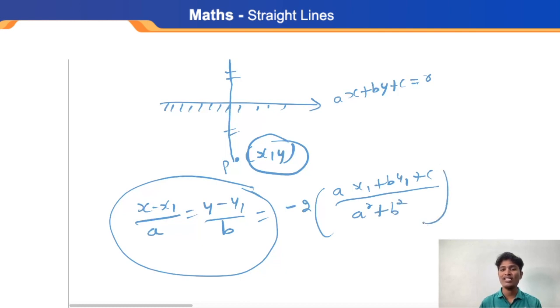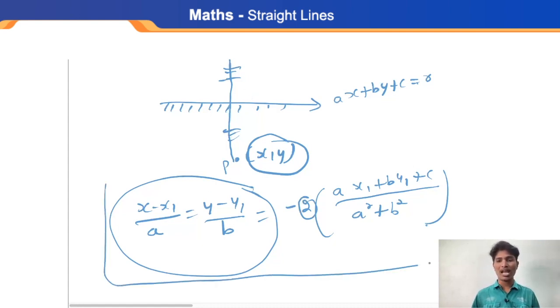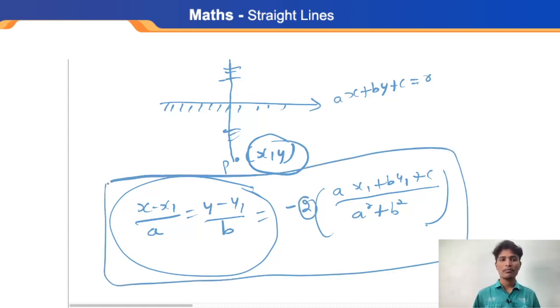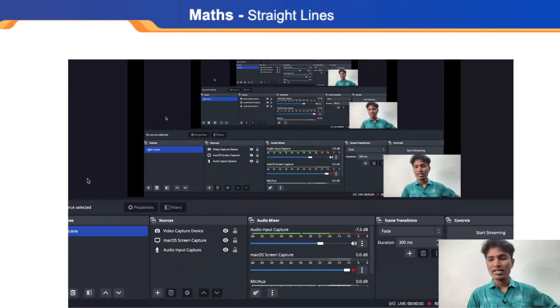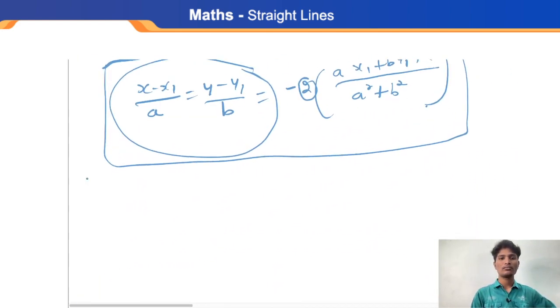What is the change here? The change is simply the 2 times, because we are dealing with two distances. The upper distance is 1 unit and the lower distance will be 1 unit, so 1 plus 1 it will be 2. So this is the procedure to calculate the image.